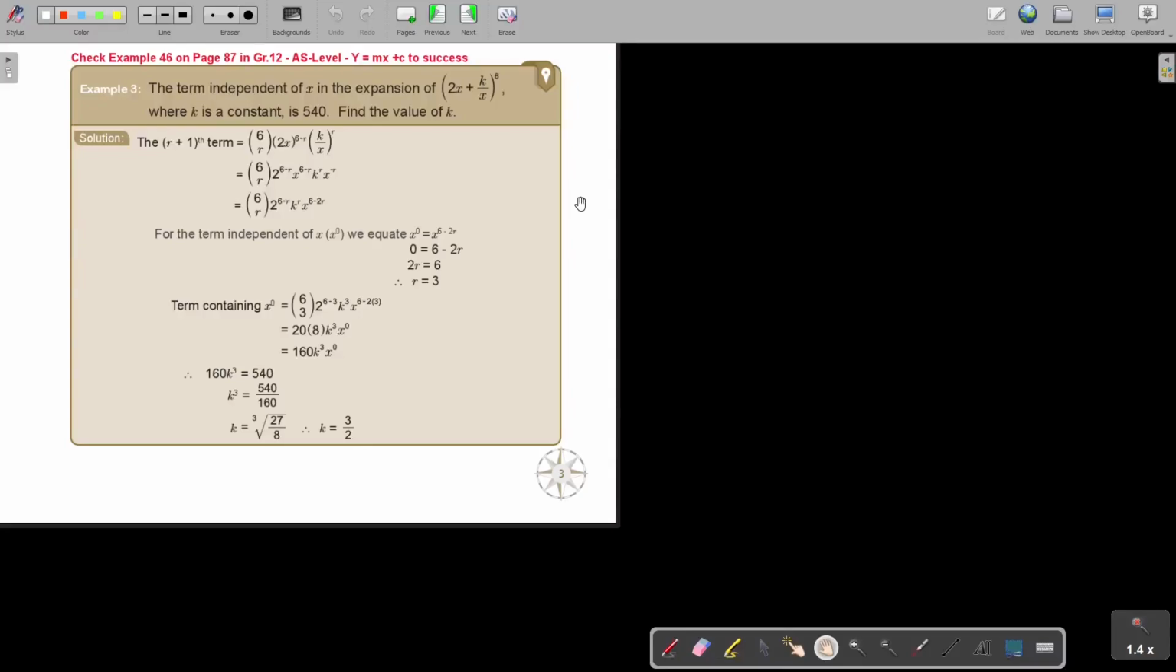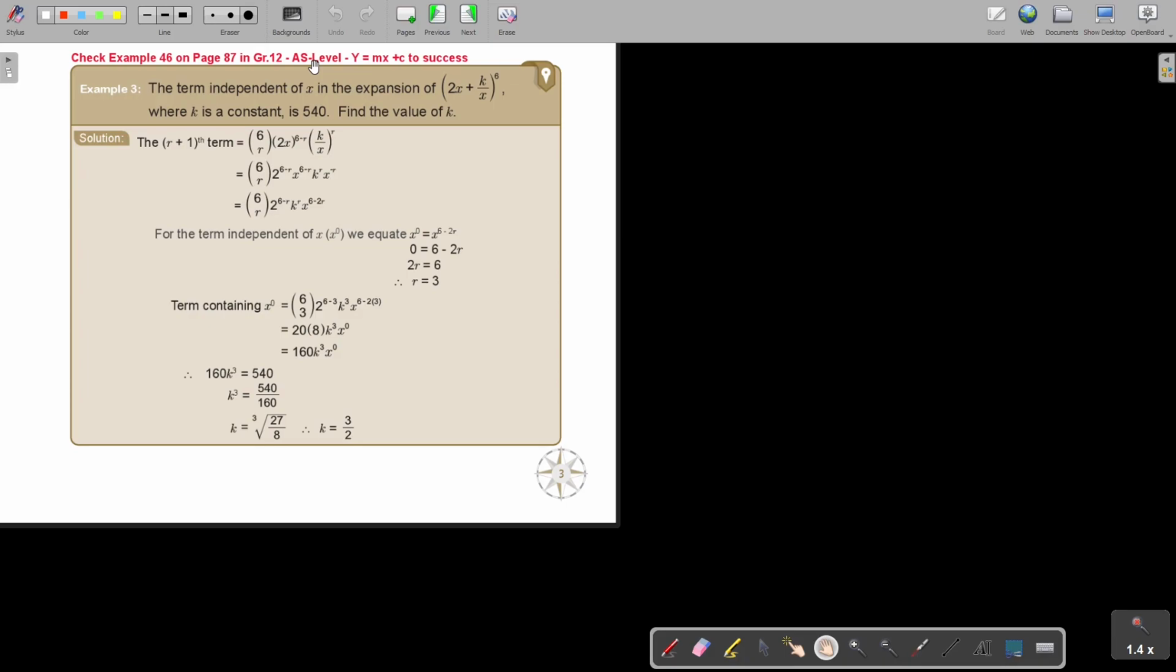AS-Level Binomial Theorem. Exam Preparation Examples, Part 3, the final part. Before I start with this example, I want to refer you to the textbook. So check example 46 on page 87 in the grade 12 AS-Level Mathematics textbook, y equals mx plus c to success. It's more or less the same.